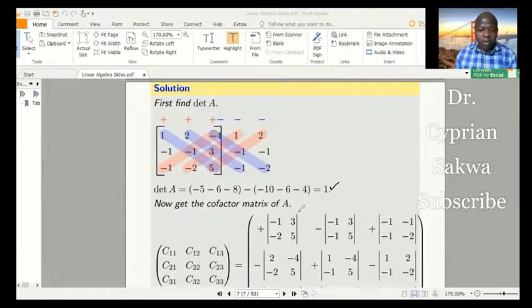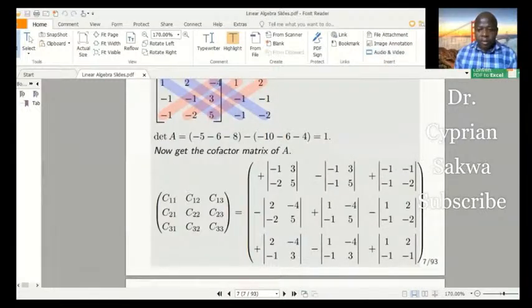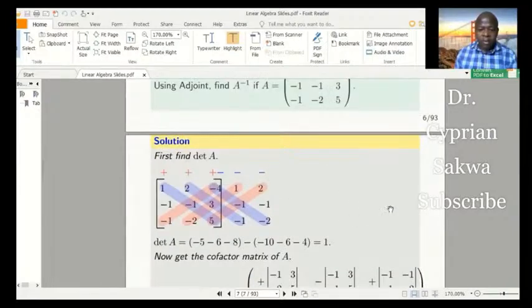What I want to look for is the cofactor matrix. And then, after getting the cofactor matrix, I'll find its transpose, and that will give me the adjoint. So for the cofactor matrix, let's just remember what our matrix was. It was 1, 2, -4, -1, -1, 3, -1, -2, 5. So that is the matrix.